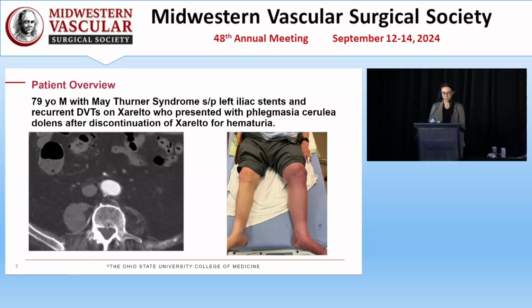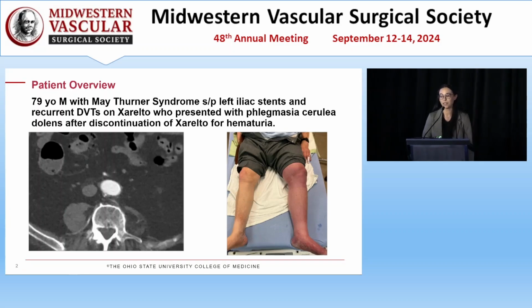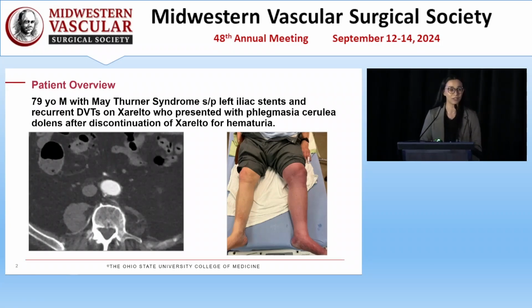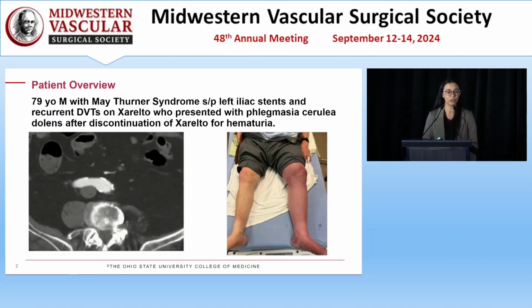My patient is a 79-year-old male with a past medical history of May-Thurner syndrome who had previously undergone iliac vein stents for May-Thurner syndrome and recurrent DVTs. He was on Xarelto. He presented with phlegmasia cerulea dolens to the emergency room after discontinuation of Xarelto for hematuria. You can see here the CT scan that we obtained in the emergency room.